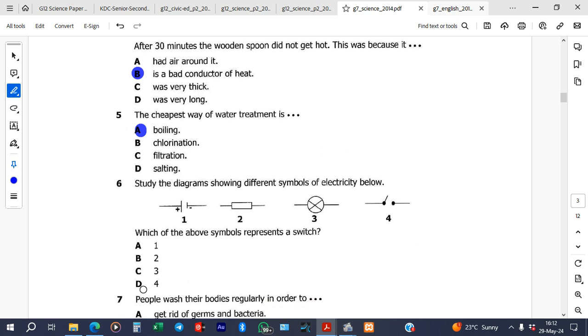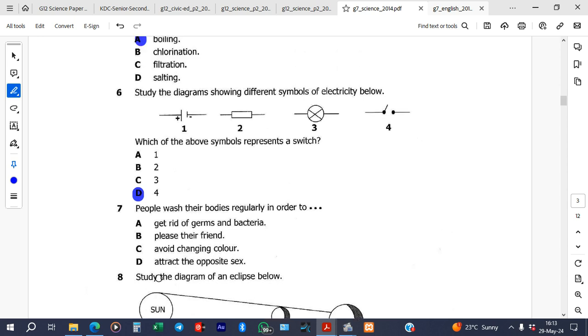Question 6. Study the diagrams showing different symbols of electricity below. Which of the symbols represents a switch? I think you're familiar with 1. 1 is a cell, and 2 is a capacitor. 3 is a bulb, and 4 is our switch. So the answer is 4. I mean D. Our answer is D.